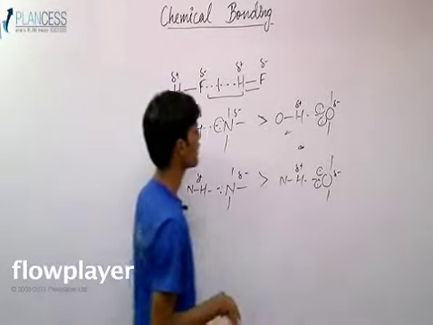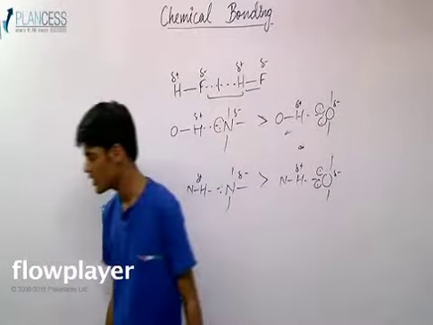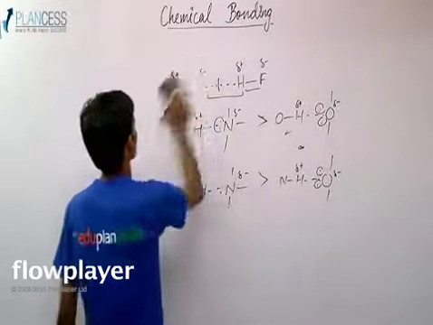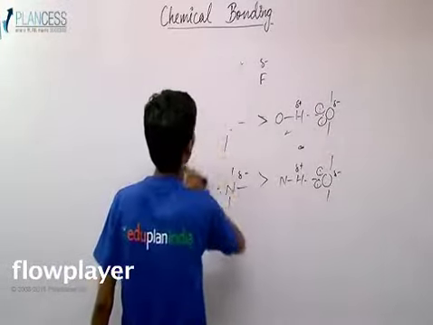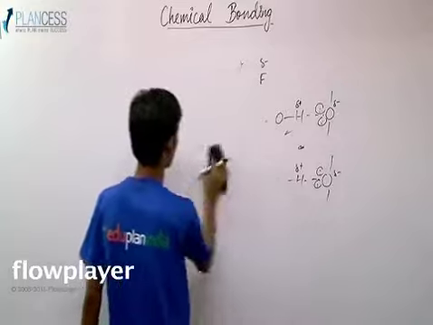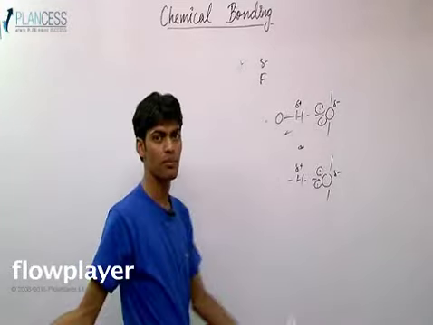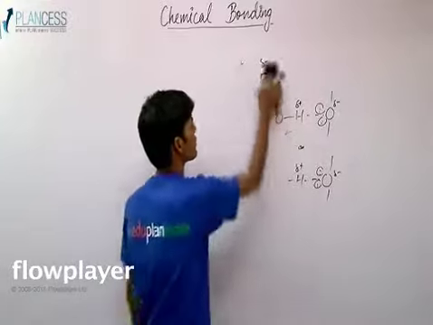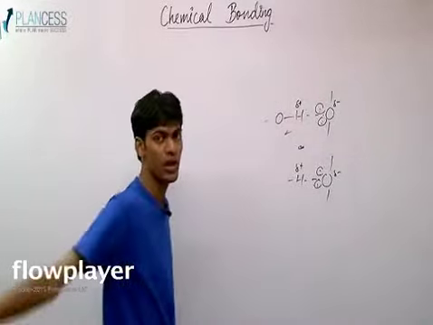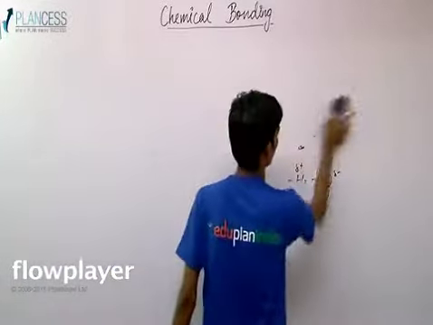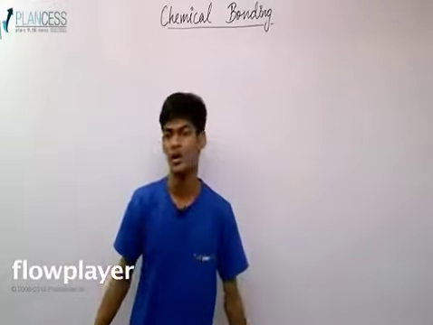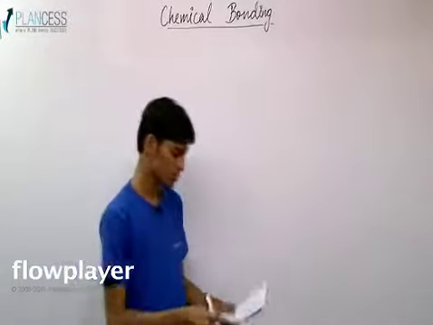Now H bonding can be of two types. One can be intramolecular H bonding and one can be intermolecular H bonding. Intramolecular H bonding would mean the H bonding is taking place where the electronegative element is present in the same molecule, and the hydrogen is also present in the same molecule. But in intermolecular, two different molecules are attached by the hydrogen bond.